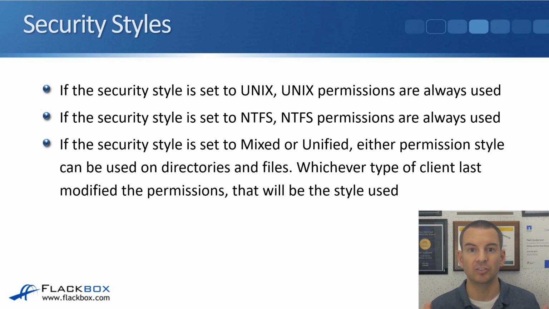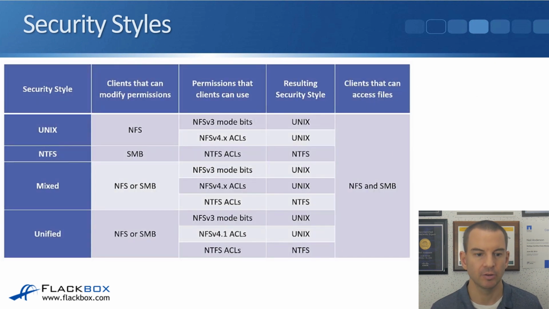If the volume style is set to Unix, then those files and folders are always going to have Unix style permissions. Now, both Unix and Windows style clients can still access those files and folders, but the permissions will always be Unix. And obviously with NTFS, again, both Windows and Unix-based clients can access those files and folders, but the permissions set on them will always be the Windows NTFS style. So let's have a look at what I really just summarized there with a table. If the security style is Unix, the clients that can modify their permissions are going to be NFS clients.